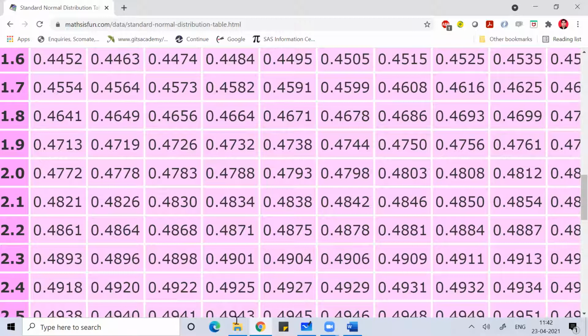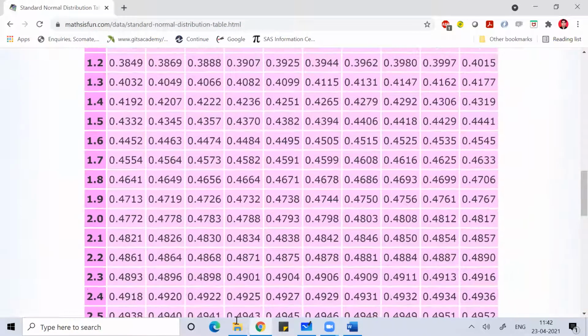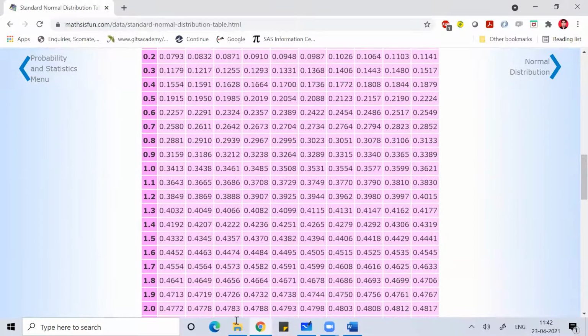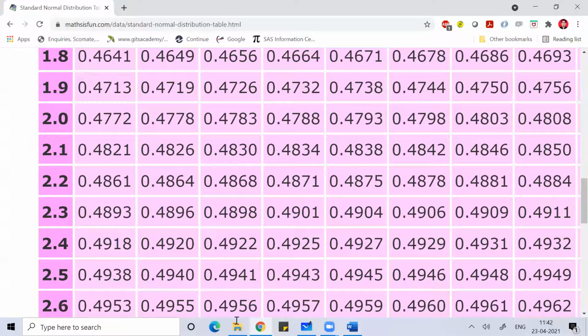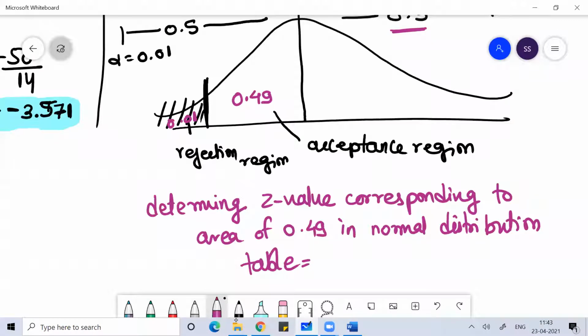So at what value? You can ask the examiner for a normal distribution table, and in that table, see the area called 0.49. Where that value 0.49 lies under the normal distribution curve, that point gives a z value of 2.33. Because we are doing a left-tailed test, I'm putting a minus sign here.